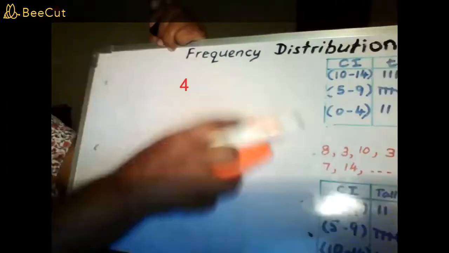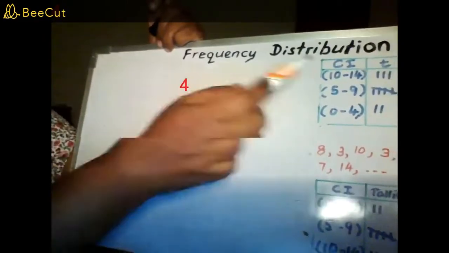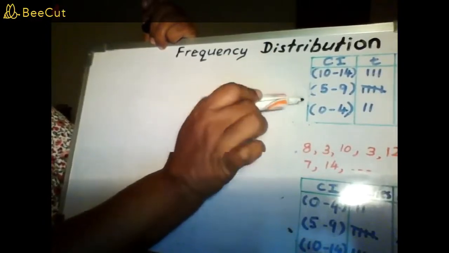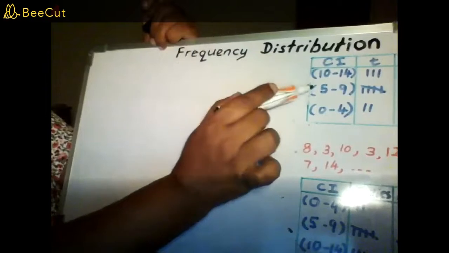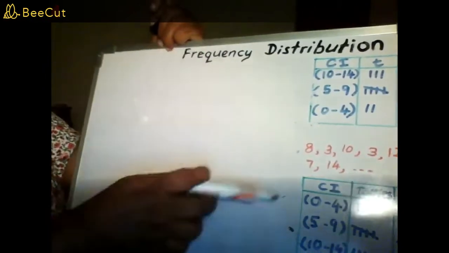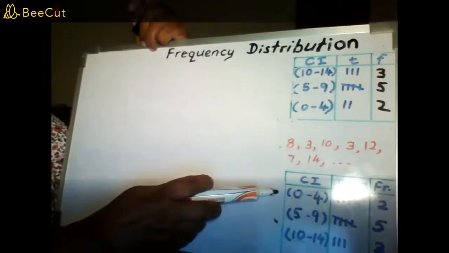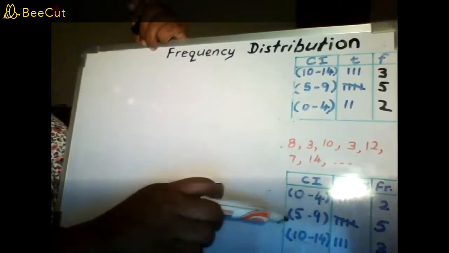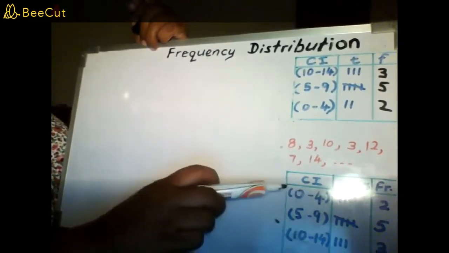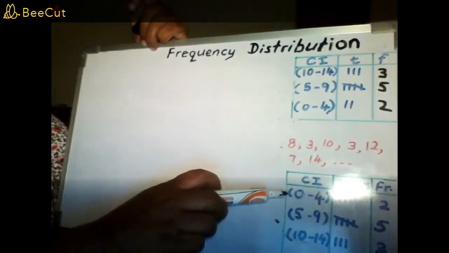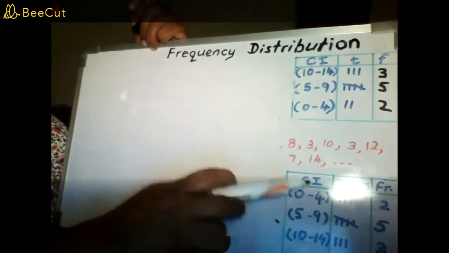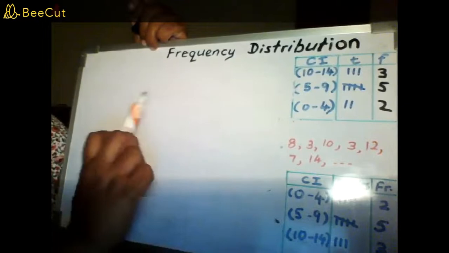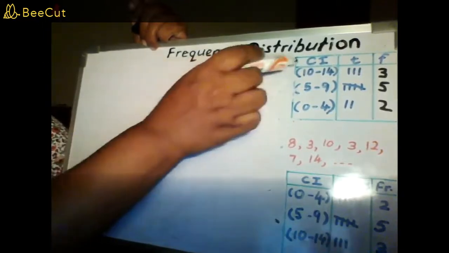Okay. The next, what are the class intervals here? How many class intervals are there? 3. 1, 2, 3. Right? These are the class intervals, classes. In this case, what are the class intervals? 0 to 4, 5 to 9, 10 to 14. What's the lower limit of this class? 0. Upper limit? 4. What's the lower limit of this class? 10. Upper limit? 14. Alright, those are the class intervals, right?